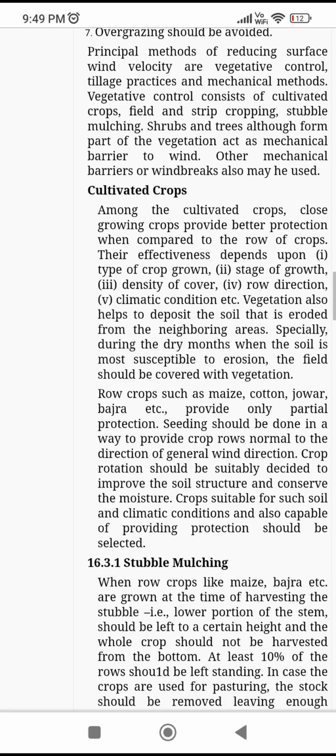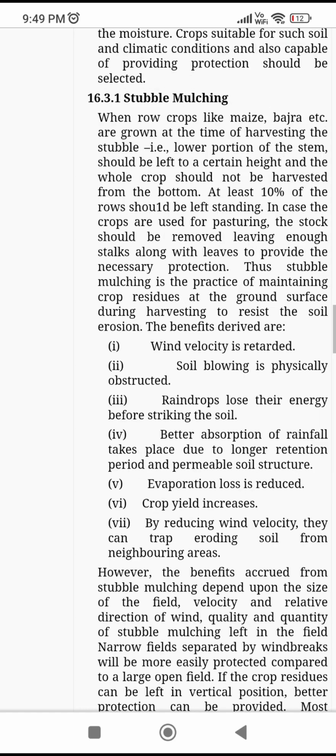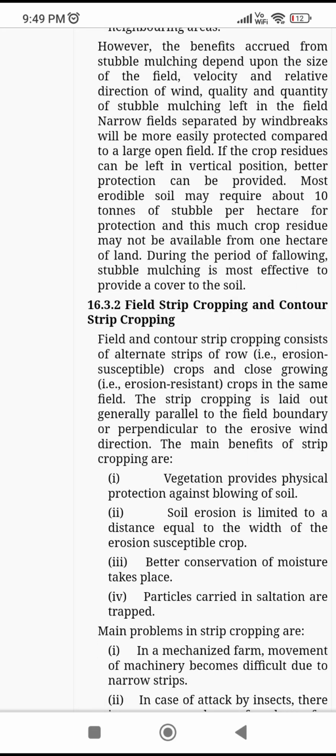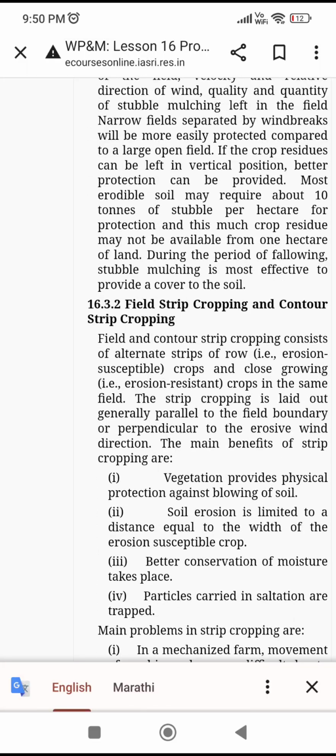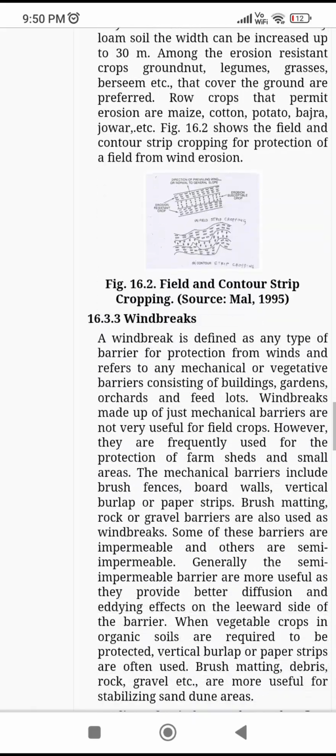One is cultivated crops, then stubble mulching, then field strip cropping or contour strip cropping. Now here a definition: field and contour strip cropping consist of alternate strips of row crops and close growing crops in the same field. So there is a chance they will ask for fill in the blanks. Dash cropping consists of alternate strips of row crops and close growing crops in the same field. So remember, the answer is field strip cropping and contour strip cropping.